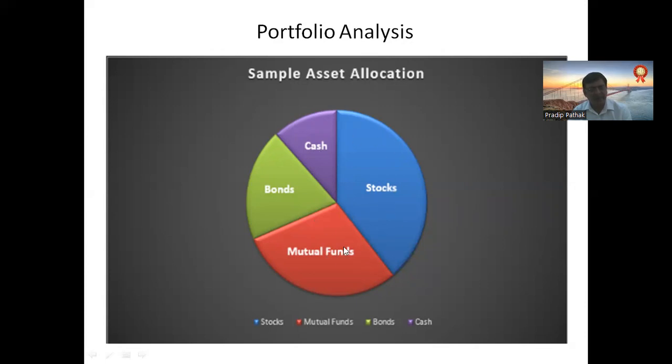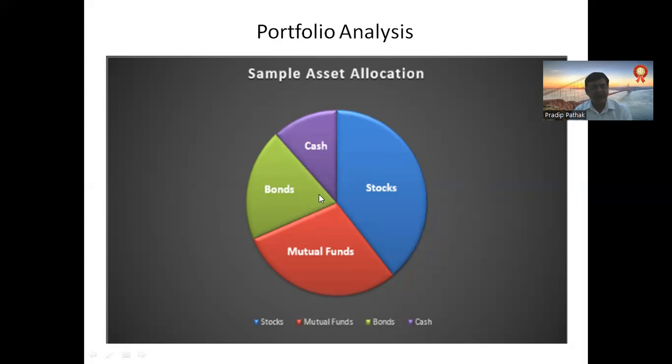In this particular case, almost 35 to 40% of the investment is being made in stocks, I mean buying shares. Okay, and mutual funds appear to be almost 25%. Similarly, bonds also take a fair percentage, and the remaining is cash. So this individual wants to keep at least 10 to 15% of his capital as cash or cash equivalent. So this is one sample asset allocation.